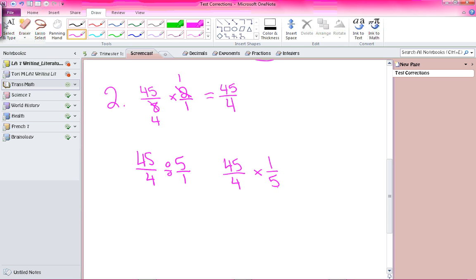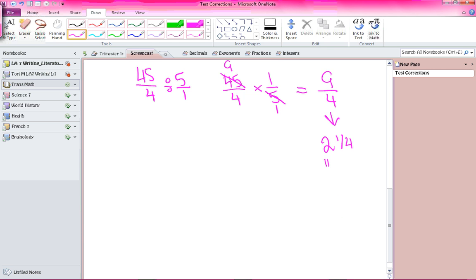Now I can cross-cancel on this equation, so I'm going to do 45 and 5. I'm going to use 5. So 5 goes into 5 once, and 5 goes into 45 9 times. And that's all the cross-canceling I can do. So that gives me 9 over 4. Now since this is an improper fraction, I'm going to have to change it to a mixed number, which equals 2 and 1/4. And then the unit is pounds per package.